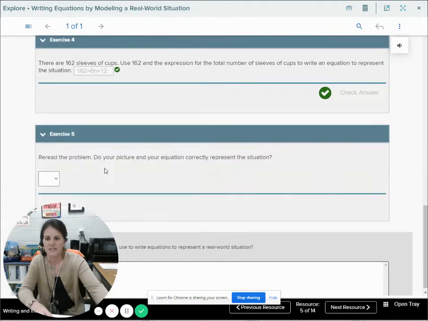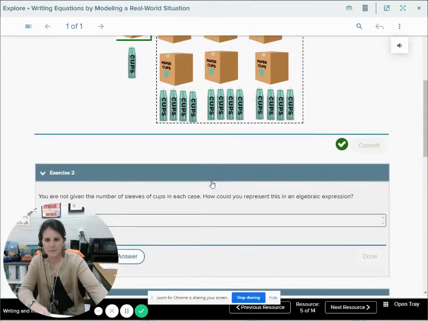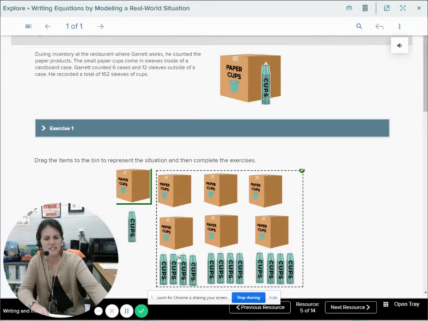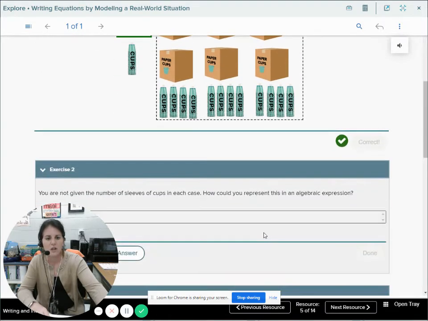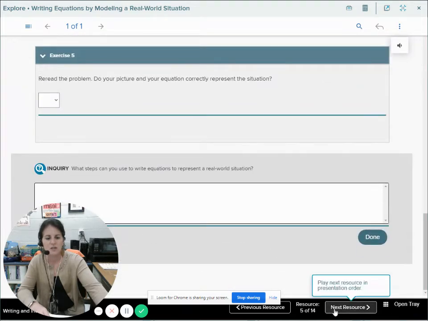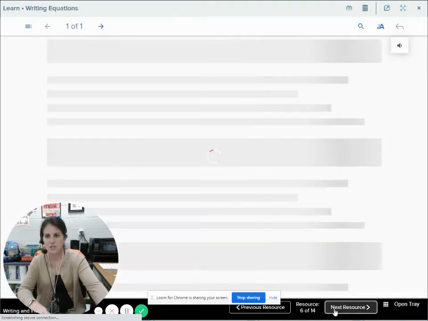Then the last part of this says, reread the problem. Do your picture and your equation correctly represent the situation? So let's think about it. Said there were 162 sleeves of cups in all. There were 6 cases, and there were 12 sleeves outside. So we said 6 times the number of sleeves inside plus 12 equals a total of 162. So yes, they do match.